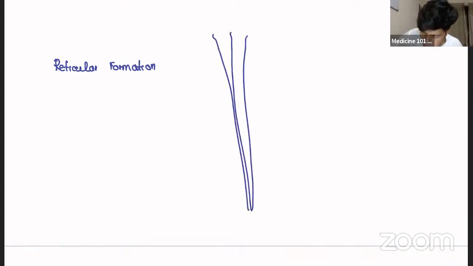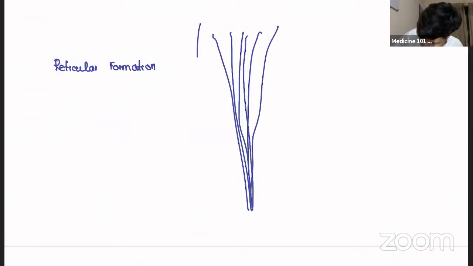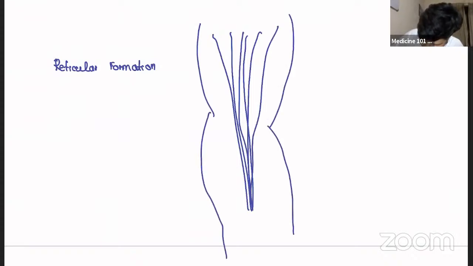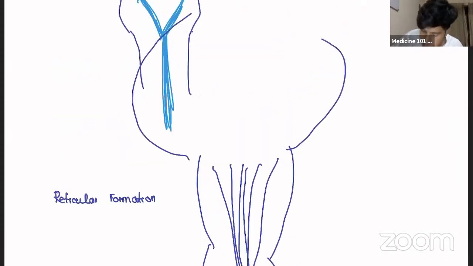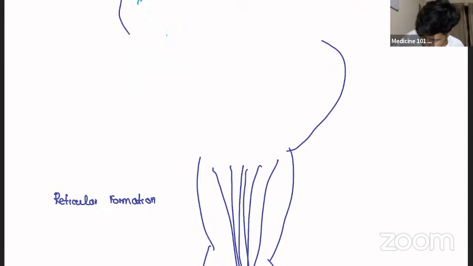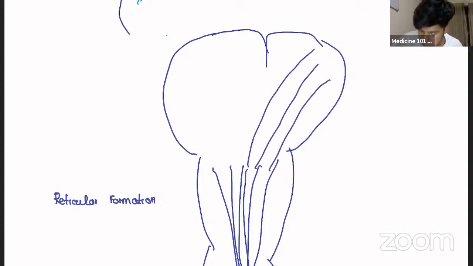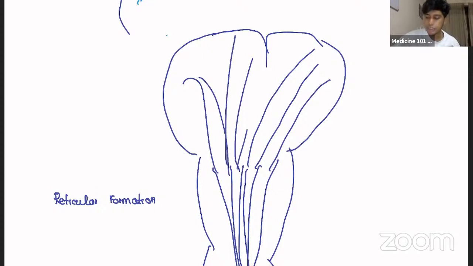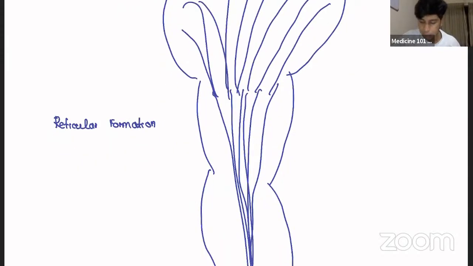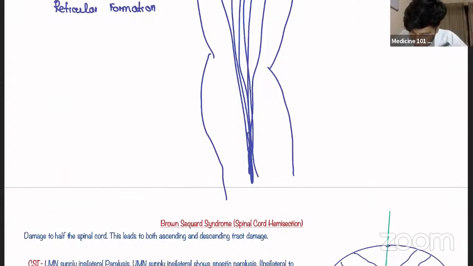And the final thing I want to talk about is the reticular formation. Okay. Now, the reticular formation originates from the spinal cord, comes all the way through the brainstem, and it basically supplies the whole brain with its fibers. Okay. This is the reticular formation. And this was the hardest topic for me when I studied anatomy in the second year. So what this thing is, it starts from the spinal cord.